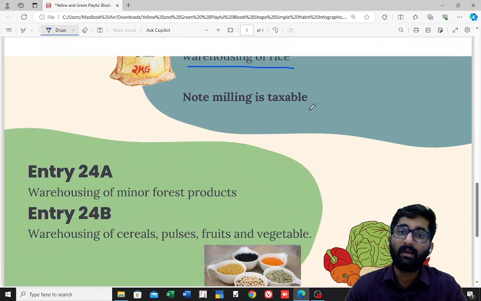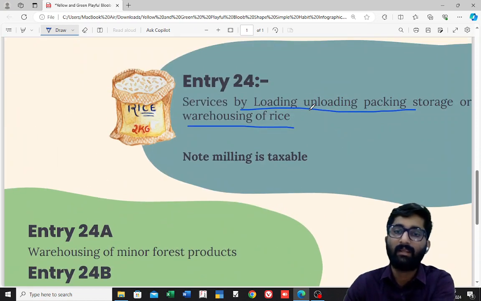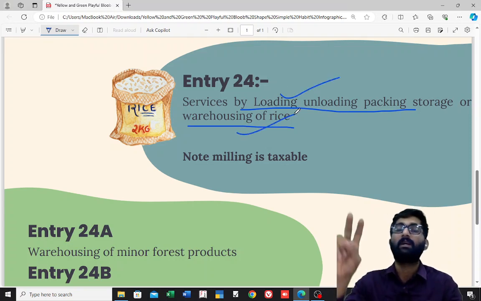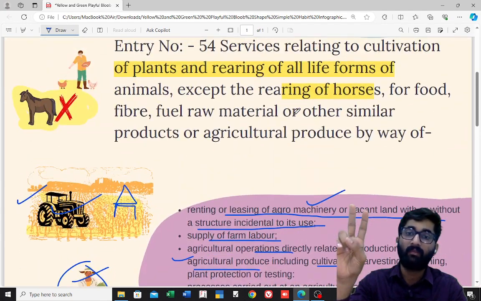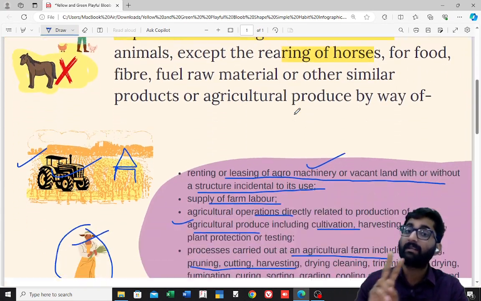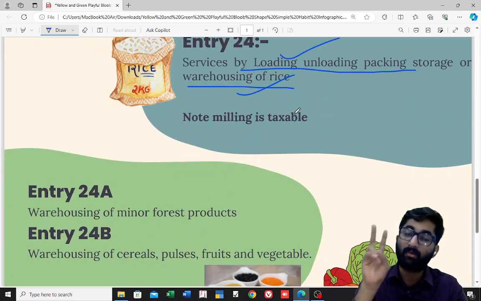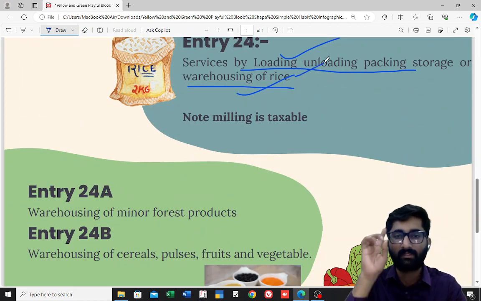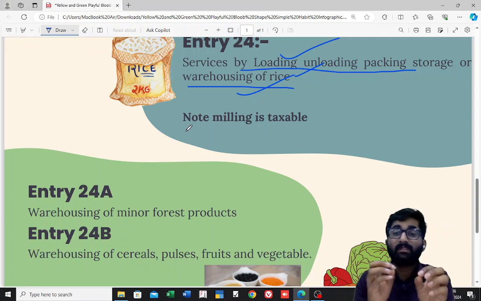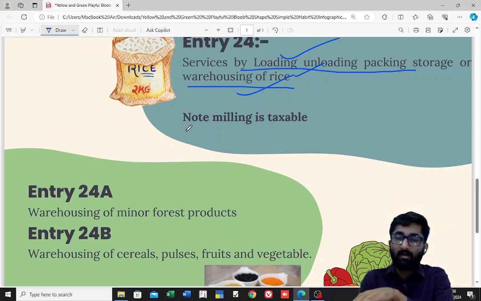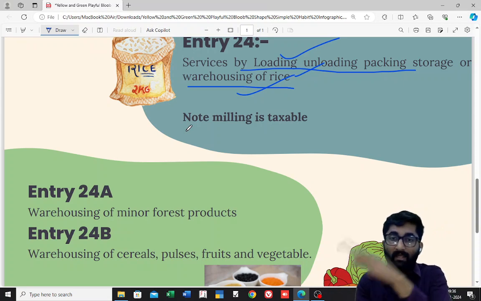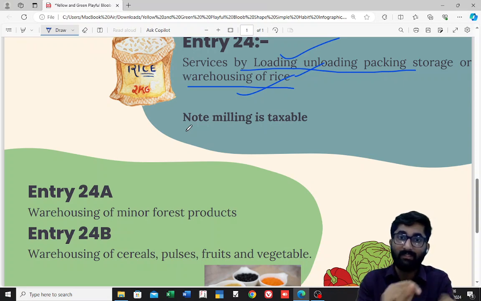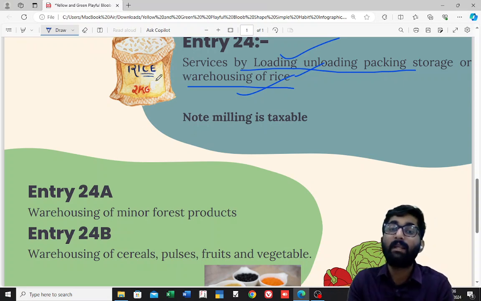So as per this entry, loading, unloading, packaging, storage of rice is not exempt. But in India, rice is one amongst the important basic agricultural items. That's why loading, unloading, packaging, storage or warehousing of rice is also exempt. So in this entry number 54, rice is not exempt. But under entry number 24, rice is exempt. Please keep this in mind, rice is exempt here. But remember, the process of converting paddy into rice, that process is not exempt, that is taxable. Milling is taxable, in the rice mill.